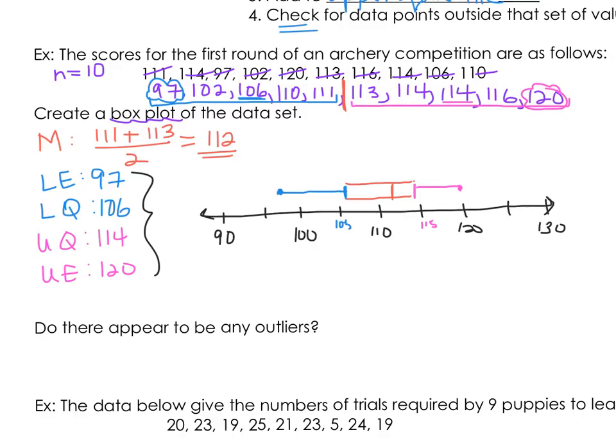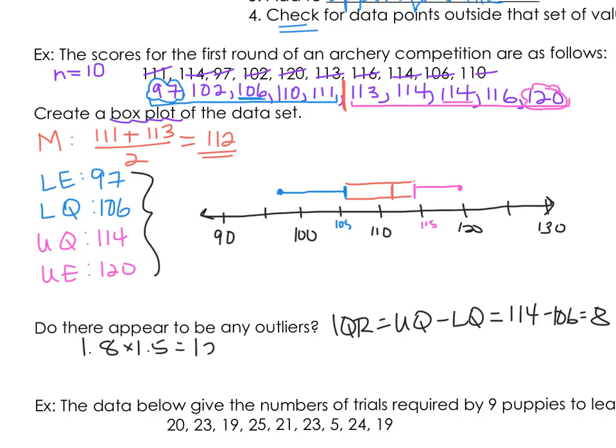Now it says, do there appear to be any outliers? Well, the first thing we need to do is determine our IQR, our interquartile range. To do that, I'm just going to go IQR equals, now order matters. We're going to do upper quartile minus lower quartile. We want a positive range value. That's just 114 minus 106. And our IQR is 8. The data range is 8 between the two quartiles. Now, step 1, we multiply that by 1.5. And 8 times 1.5 is 12.